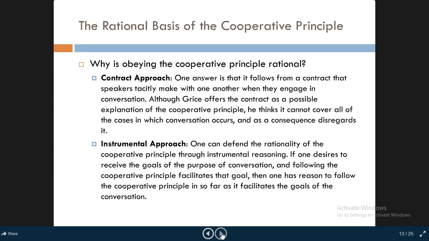Instrumental approach. One can defend the rationality of the cooperative principle through instrumental reasoning. If one desires to achieve the goals of the conversation and following the cooperative principle facilitates that goal, then one has reason to follow the cooperative principle insofar as it facilitates the goals of the conversation.